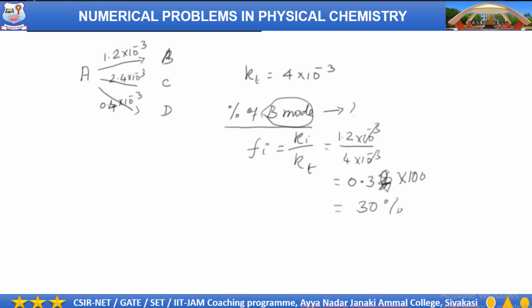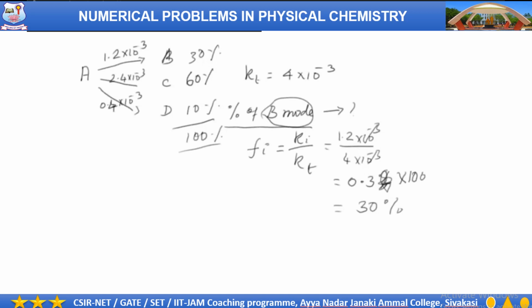Tell me, C is 60% and D would be 10%. If you are right, the total should be equal to 100. Therefore, in this way, you can calculate the percentage of the particular mode that is taking place, or the fraction can be calculated. If you know this, you can calculate another thing, the half-life of this reaction.